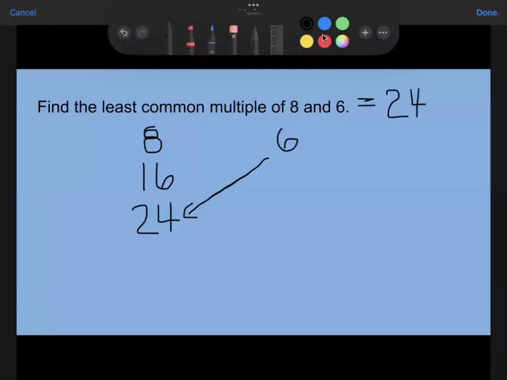And this is a good time to talk about a question I get a lot. And that question is, well, can't I just multiply them together and get the least common multiple? And that is true in a lot of cases, like the one we just saw, 7 and 5, where 7 times 5 is 35, and that is the least common multiple. But it's not always true. And this is an example of how it's not always true, because if I just multiplied 8 times 6, I'd get 48, which is not the least common multiple.